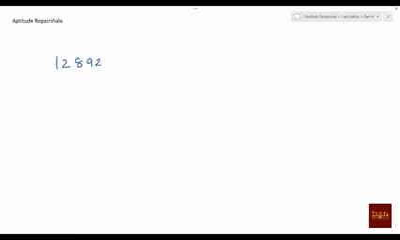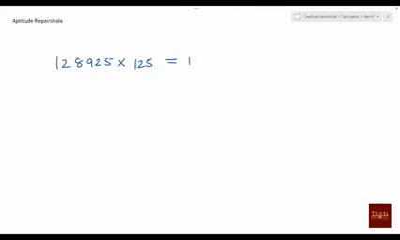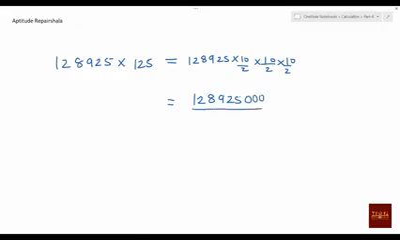Same thing we can do with 125. Let's see one more example. Assume this is given: 128925 into 125. 125 we can write as 128925 into 10 by 2 into 10 by 2 into 10 by 2. What is 125? 5 cube means 3 times 5 will come. Here 1 5, here 1 5, and here 1 5. 3 times 5 will come.